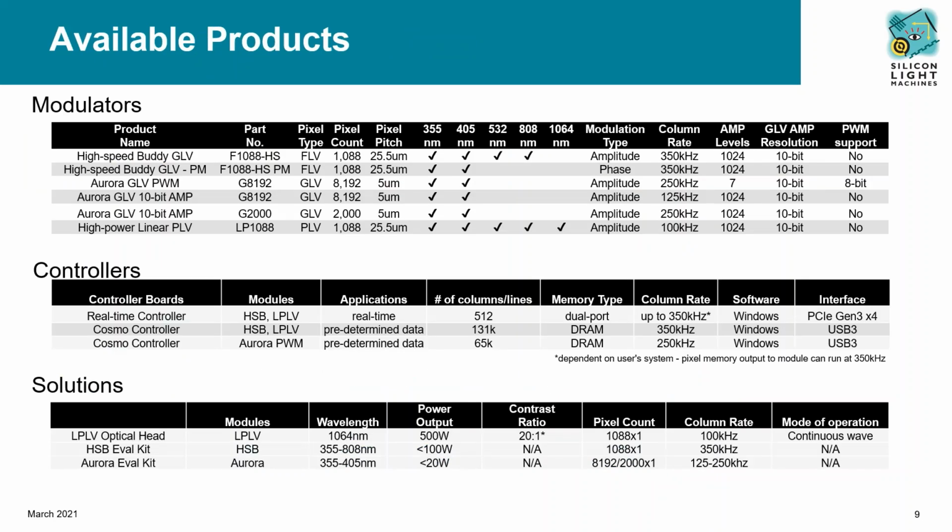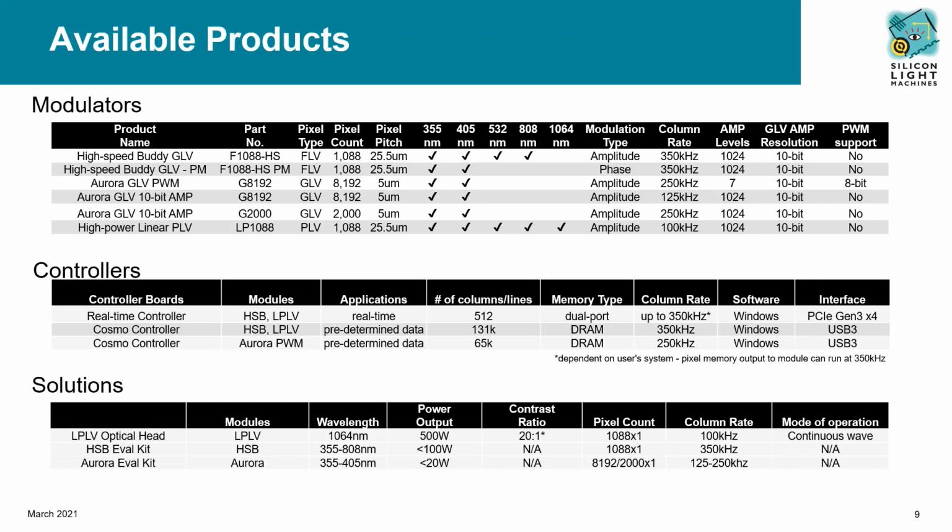We have a number of modulators, controllers, and solutions based on our technology that are available right now. The high-speed buddy line, marketing part number F1088, is available for phase or amplitude modulation with a 25.5 micron pixel pitch. For amplitude applications requiring smaller pixel sizes, our Aurora line allows for pixel pitches of 5 microns. The G8192 has very high channel count for high throughput applications, while the new G2000's lesser channel count enables cheaper, more compact optics.